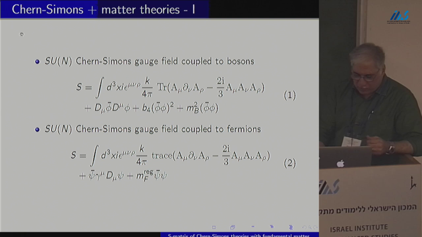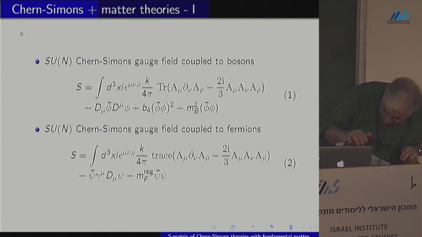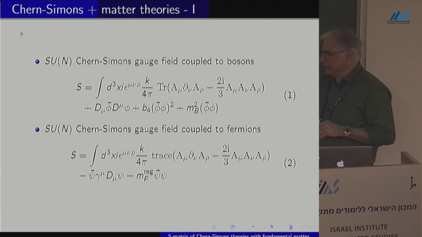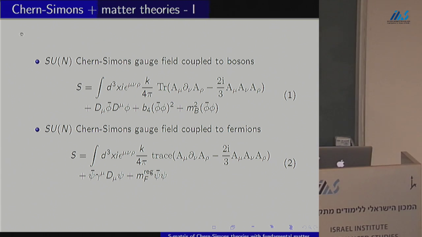Okay, so the two theories which I would like to focus on in this talk are basically: Chern-Simons theory, level K, coupled to bosonic matter, and all this matter essentially is in the fundamental representation of, let's say, the SU(N) gauge group, and these parameters over here, lambda_4 and m_B squared, can be tuned to take this theory to, for example, the interesting Wilson-Fisher fixed point, which is the one I will be discussing. And then there is this standard fermionic theory coupled to Chern-Simons with a regular mass term over here.